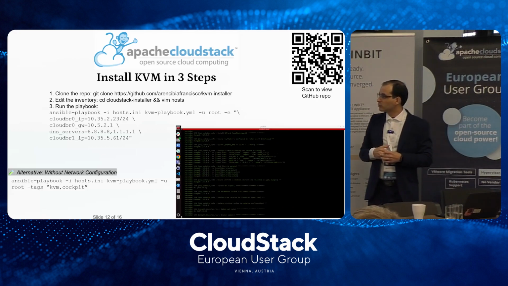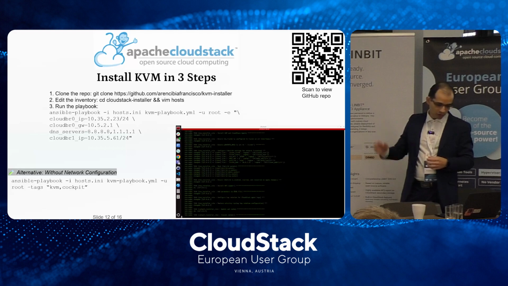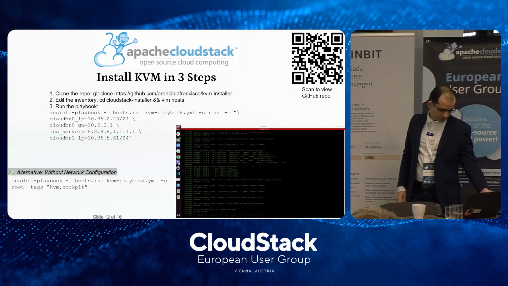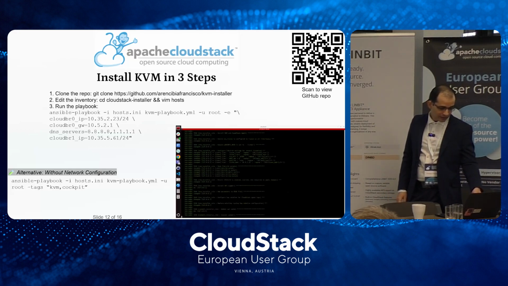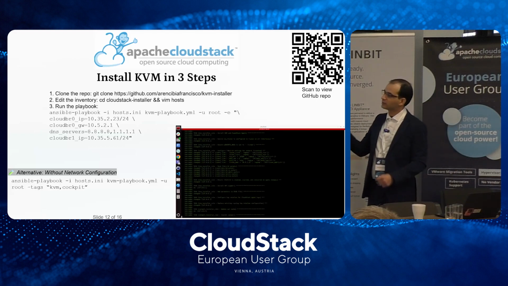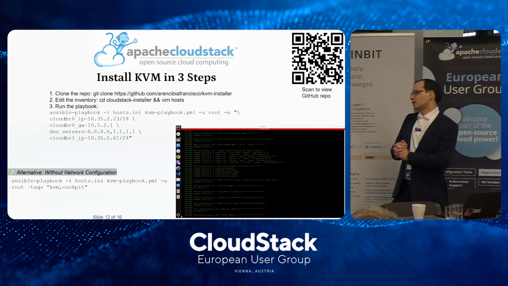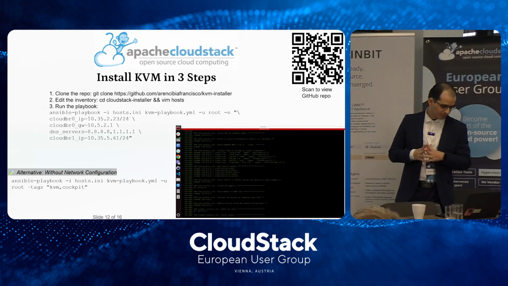Okay. If you already have your network configured, you don't need to. You can just jump to the second alternative, which is the same Ansible playbook, the host, and the KVM playbook.yaml, and --tags. It looks like 1 hyphen, but it's 2 hyphens. KVM and Cockpit. You can only install KVM, but I recommend installing Cockpit. Cockpit is like a web interface to manage your KVM host. It's very, very useful. We use it a lot.